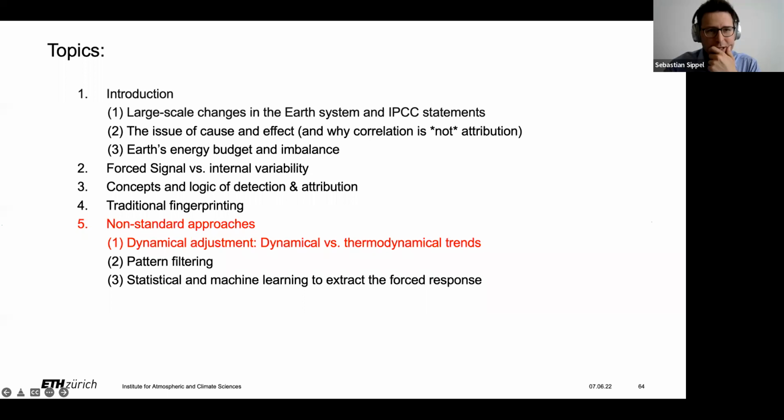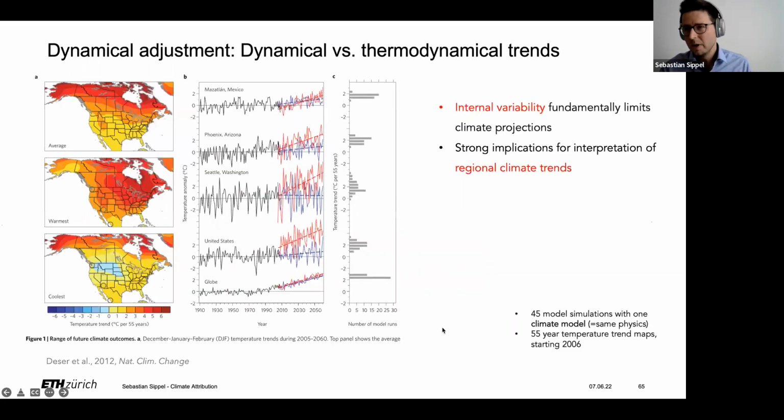All right. So in this last part on this non-standard approach, I just wanted to briefly showcase a few applications that are not doing fingerprinting or anything like that, but that still try to understand a little bit better what parts of the climate records that we see are forced or are maybe internal variability. One such approach, which relates very much to what Aglaé has presented about event attribution, is dynamical adjustment. That means trying to separate dynamical versus thermodynamical trends, because that may help us in identifying where these trends may originate from.